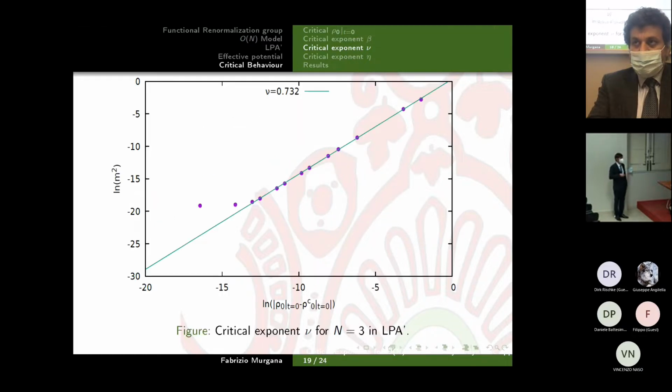And this is exactly what I was telling. So you have the mass, you have rho 0 minus rho 0 critical. And again, you can see that these points are a bit off the line. And here the points start to be off the line. And this is again for n equal 3 in the LPA prime.